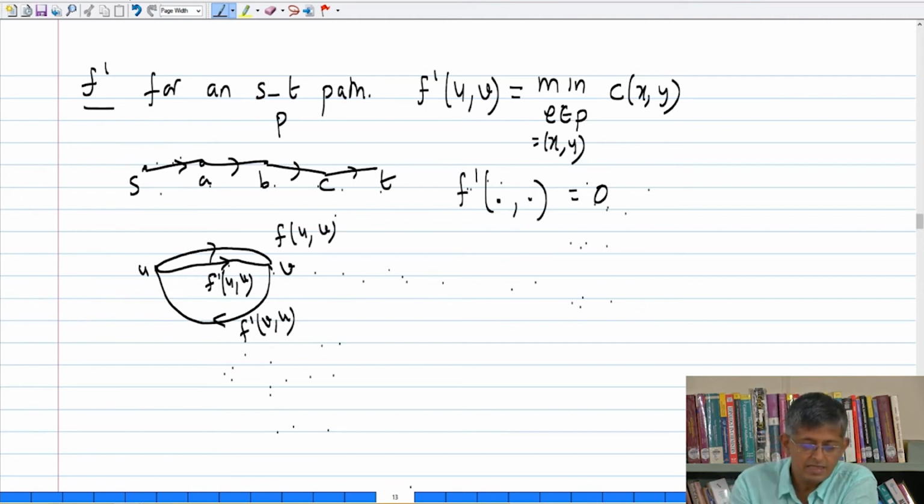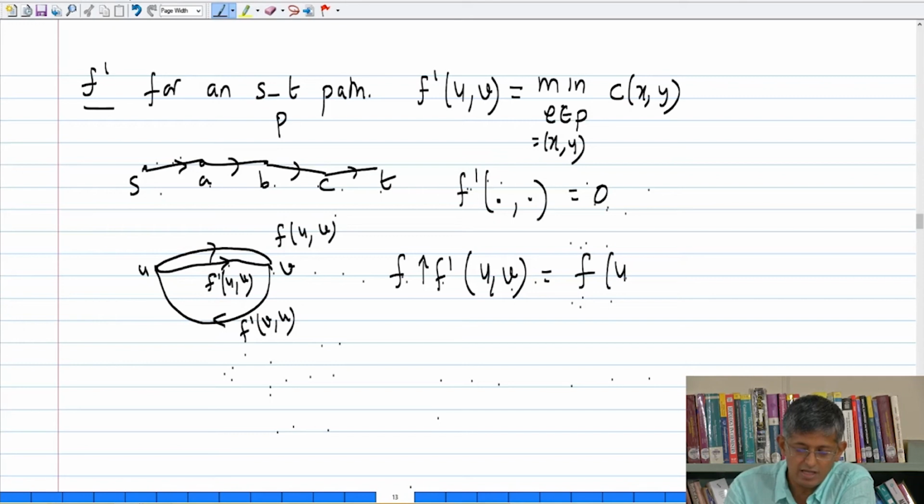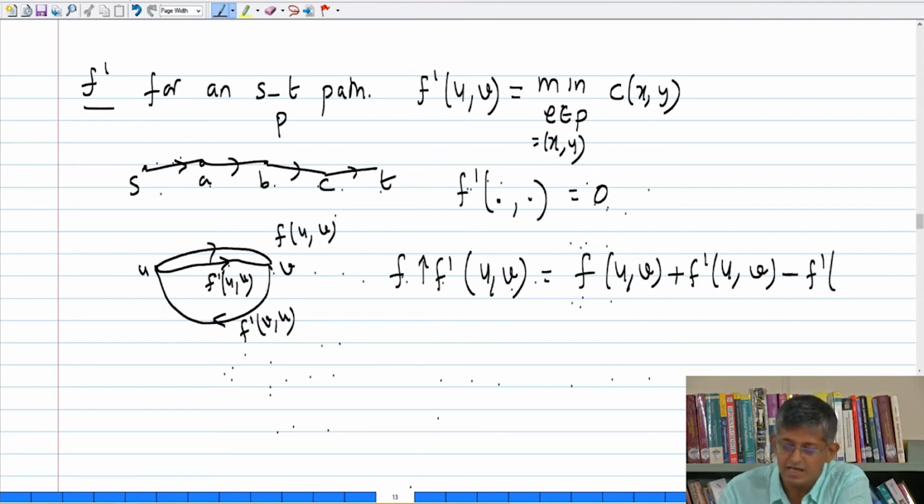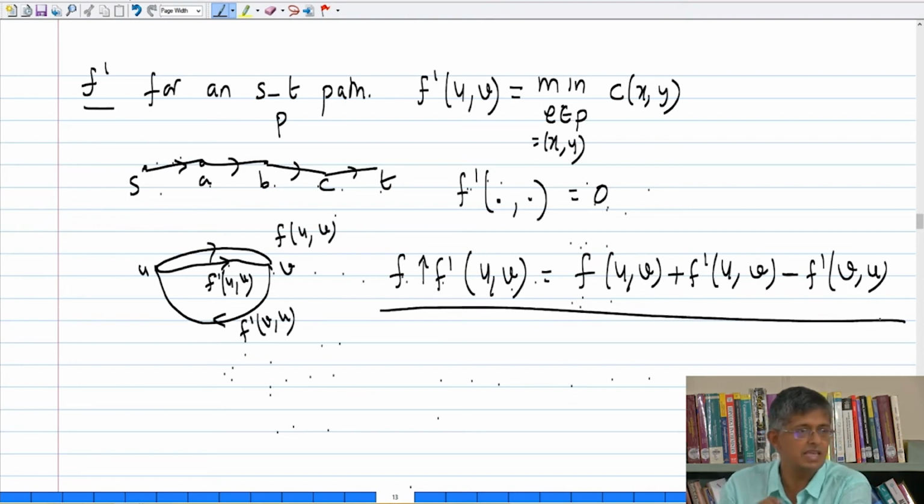So in this case, f augmented with f prime of u comma v, this is a short form for this long formula, f of u comma v plus f prime of u comma v, that is the flow in the direction u to v, and subtract out the flow in the opposite direction, very much like the current calculations that you might have done in resistive networks. So it's just the same. Just keep this in mind.